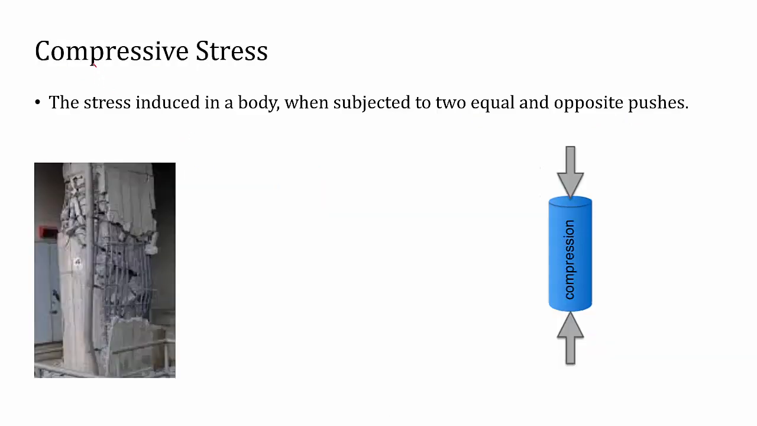Then the next one is compressive stress. So here the body is subjected to two equal and opposite push forces. Okay. So here you can see that it is subjected to push force. So in tensile, the length will be increased. In compressive, the length will be decreased. So this is your object after some time, after the load is applied. Okay. So this is a compressive load.